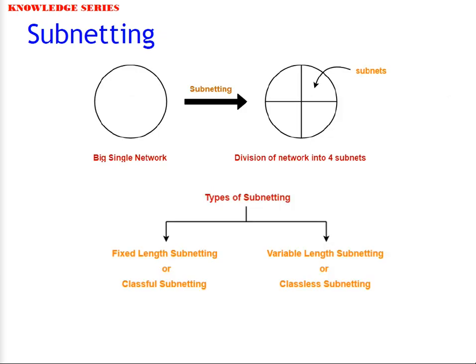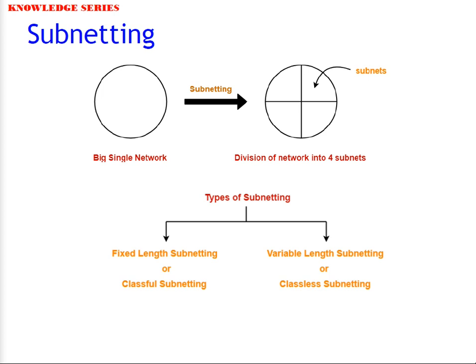There is another slide which I would like to show with respect to this subnetting scenario. You can see in this particular figure, it shows a big single network. On the other side, it shows a division of a network into 4 subnets. What exactly is this? That we should try to understand here.